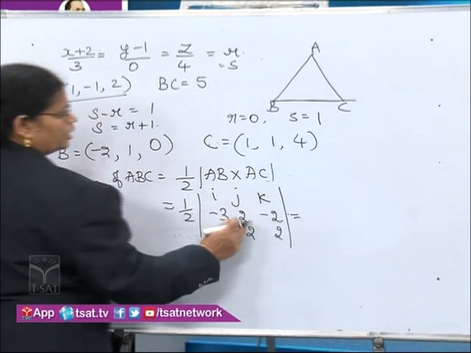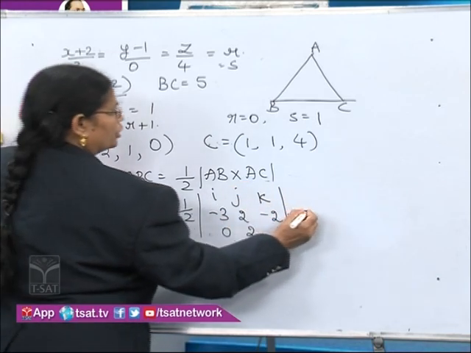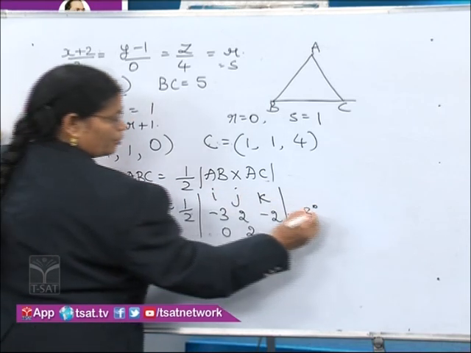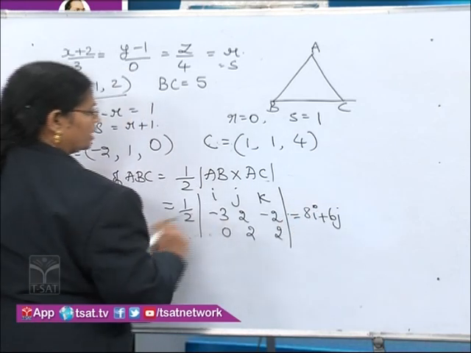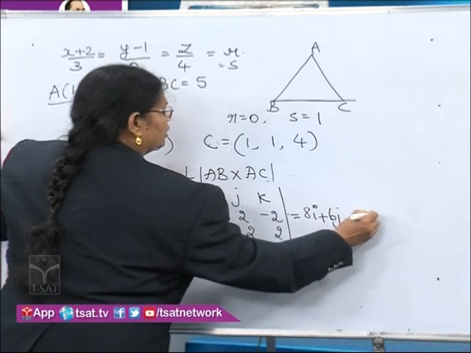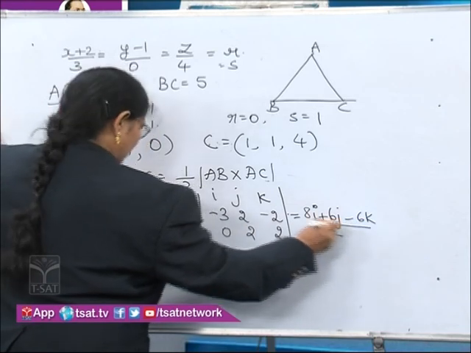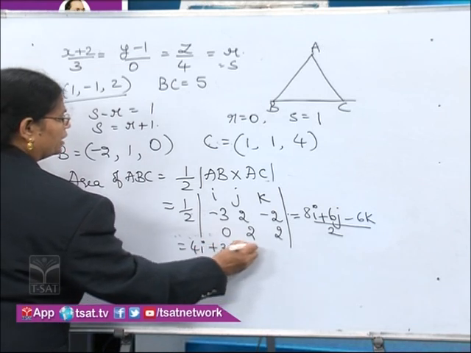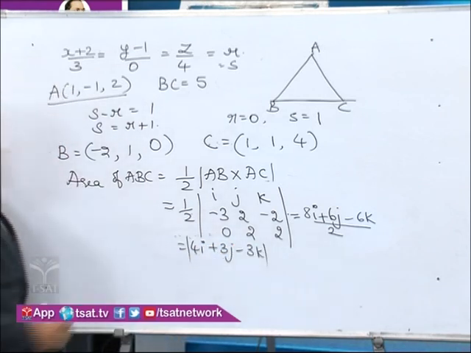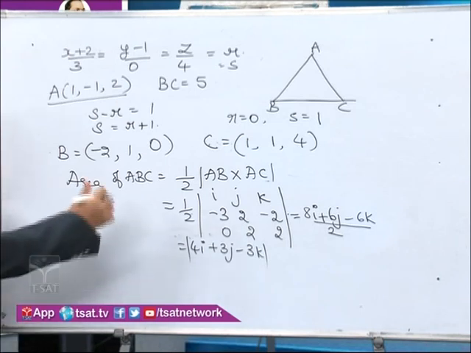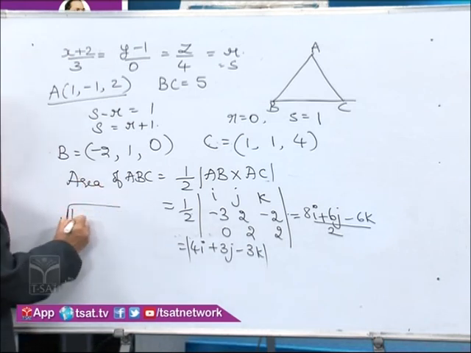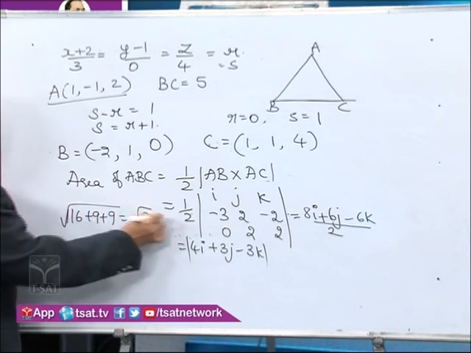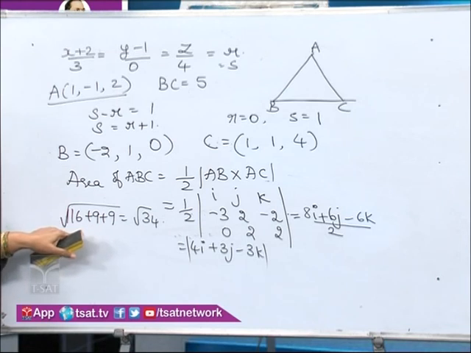If we find out the determinant of this, this is 4 plus 4, 8i. J is minus 6 here, with J we have a minus, so this is plus 6j. K is minus 6k, and we have a half here. So this is 4i plus 3j minus 3k. And we want the modulus, we are required to find the area. So area will be root of 16 plus 9 plus 9, which is root 34. So area of the triangle is given by root 34.